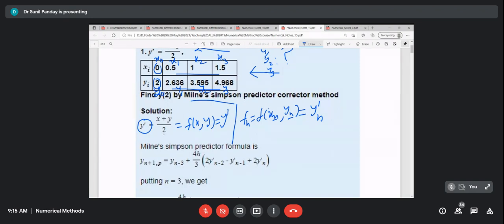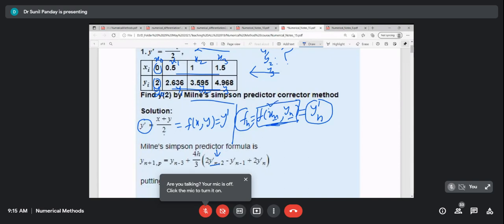In the book you have already seen that earlier we have f of y n minus 2, but as f is y n, so fn, or f of x n, y n, or y n dash, they are actually representing this function. Either fn is written there or y n dash is written there. They are talking about this function f of x n, y n.